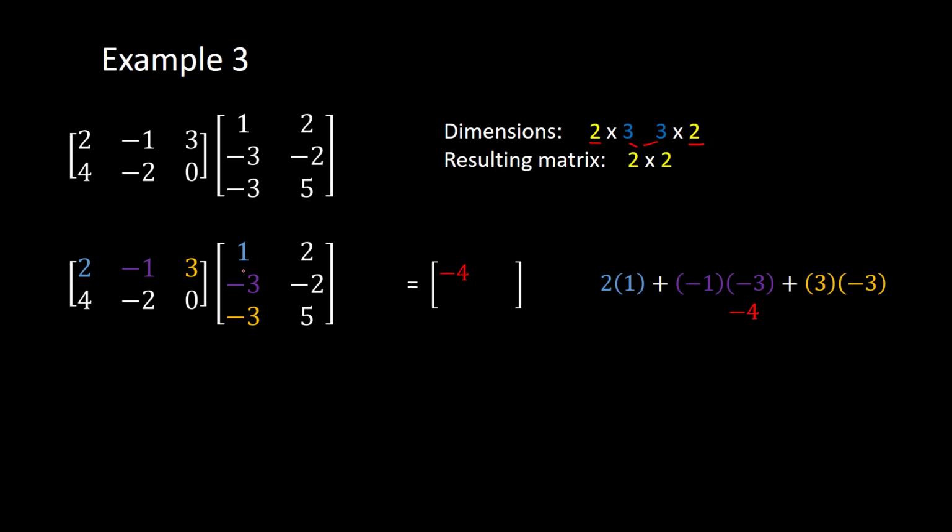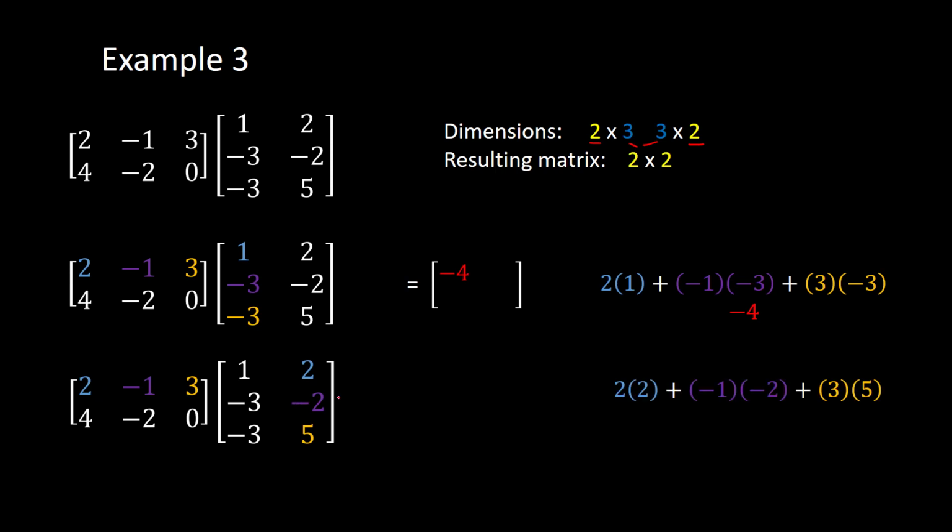And now I repeat again, this time multiplying the first row by the second column. So the same thing, except we're going to do it with the second column instead. So now we take 2 times 2, the negative 2 times negative 1, and the 5 times 3. Those are the first elements multiplied together, the second elements, and the third elements.